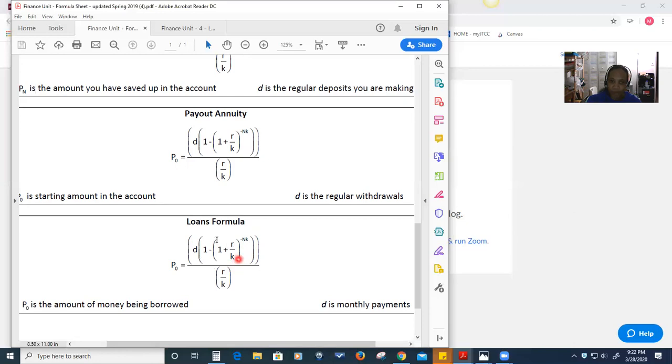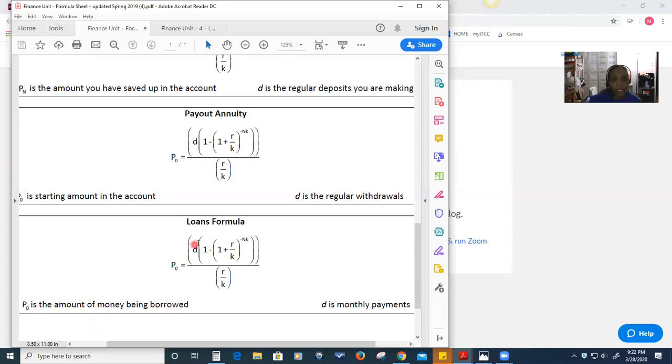What's the difference though? Why is this the same formula, but now we're talking about a loan instead of a payout annuity, okay? In your payout annuity, remember P0 was the starting amount that you had in your account. Well, now we're flipping that. You're not paying yourself, you're paying somebody else, okay? So that P0 isn't the amount of money you have to start. That P0 is the amount of money you borrowed to start, okay? So P0, the 0 means the original amount that you borrowed for this loan, all right?